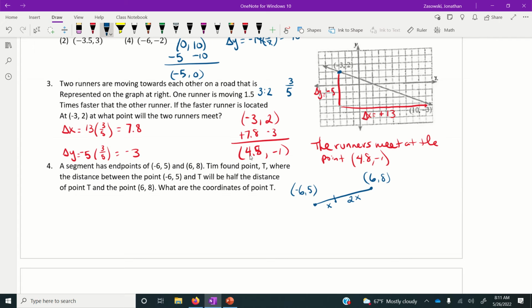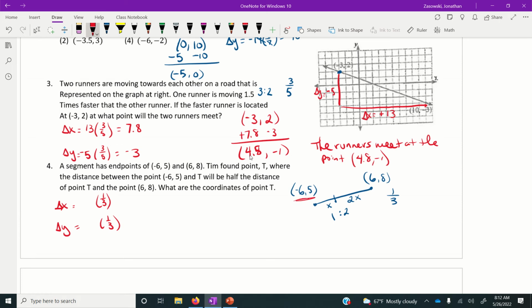So if you look at this, this is a ratio of 1 to 2. And so if we make our fraction, we do the first number, which is 1, over the whole line, which is 3, and we're 1/3 of the way up the line. So all we're going to do is do the same thing we did before. We're going to say to ourselves, what's the change in x? What's the change in y? And when we get that number, we're going to multiply it by 1/3. And then we're going to add it to the first point.